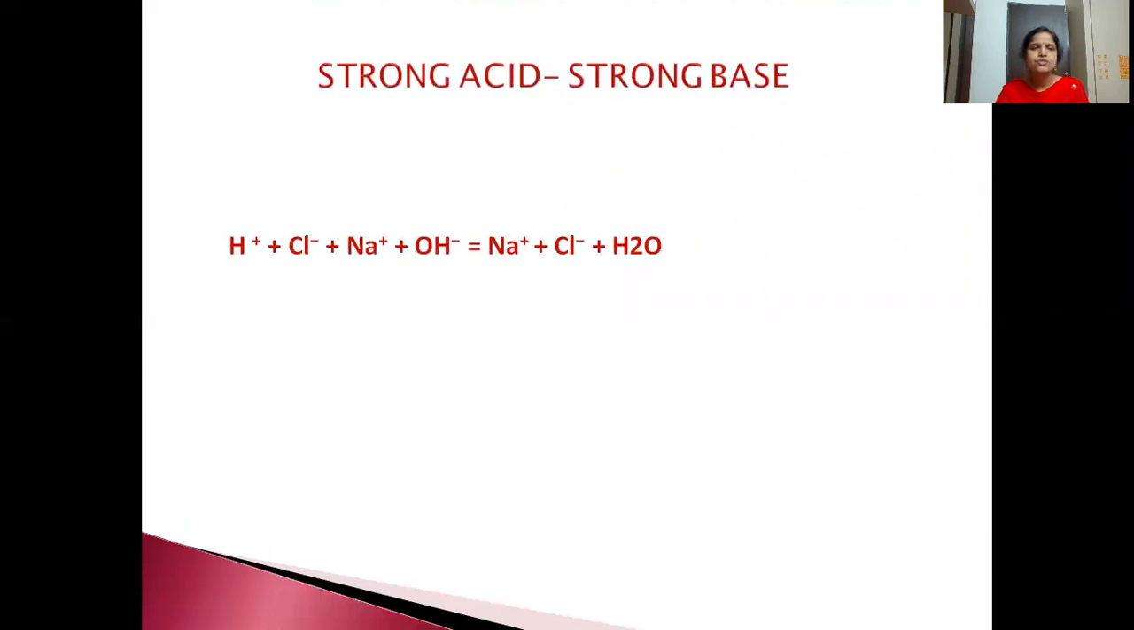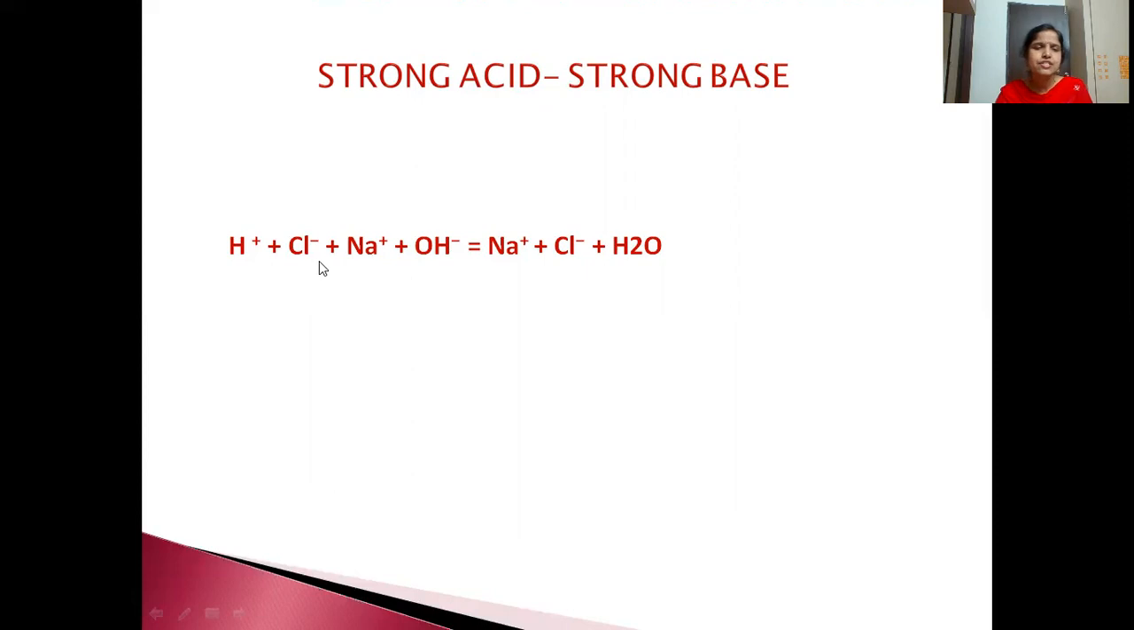The first one is strong acid versus strong base. So what is the neutralization point in such type of titrations? Here we are taking an example of HCl versus NaOH. Both are strong.